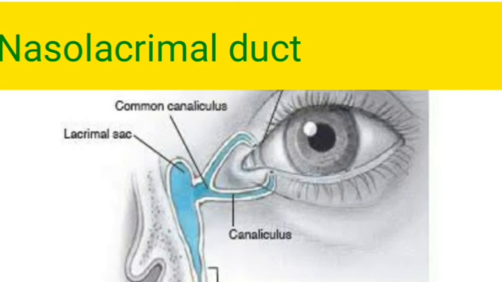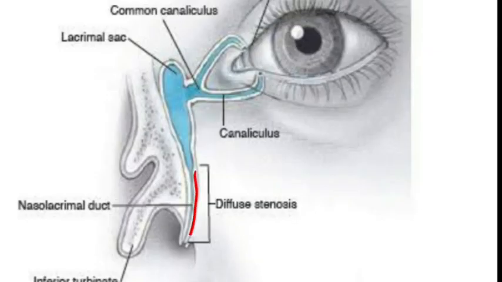So coming to the nasolacrimal duct, it is around 12 to 24 mm in length and 3 mm in diameter, and it is enclosed in a bony canal which is formed by the maxilla as well as the inferior turbinate bones. As you can see in this picture, it passes downwards and slightly outwards and backwards, and opens at the anterior part of the outer wall of the inferior meatus of the nose.